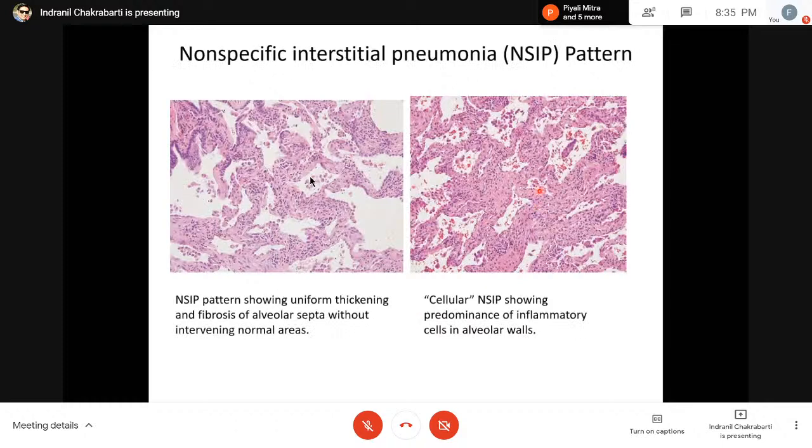So here you can see inflammation. There is thickening and fibrosis of the alveolar septa, and there is inflammation. In cellular NSIP, you can see many inflammatory cells in the thickened alveolar walls.